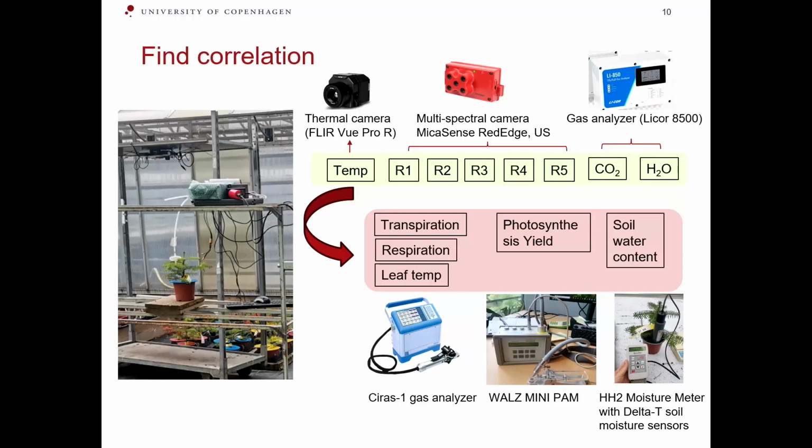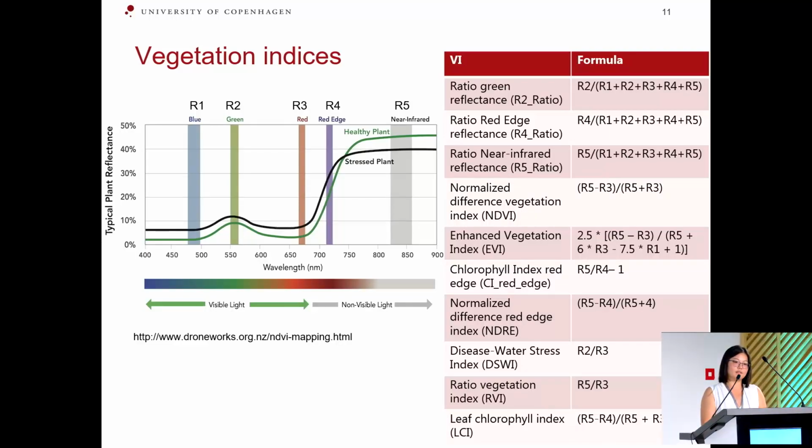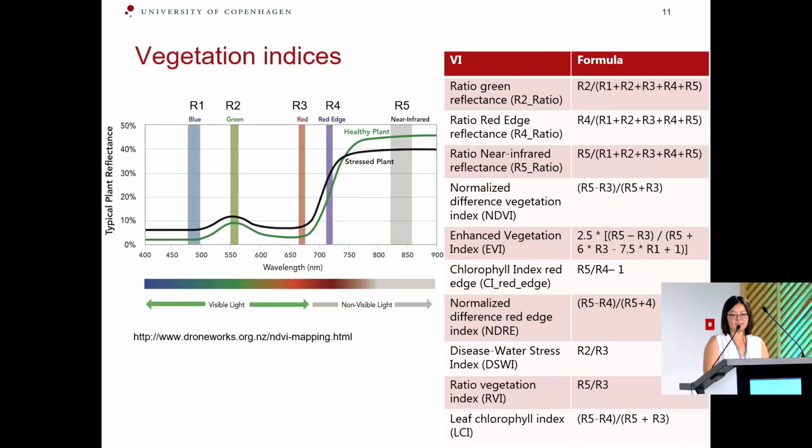The sensors we used are a thermal camera, a multispectral camera, and a gas analyzer, and then the 3 traditionally used pieces of equipment, which are normally used to measure water stress. Previous presentations already talked about this, so I will not go further. Just to show you the table, these are the vegetation indices we have used so far in our study to try to find the correlations. We only have 5 bands for the multispectral camera, but it already allows us to use so many vegetation indices.